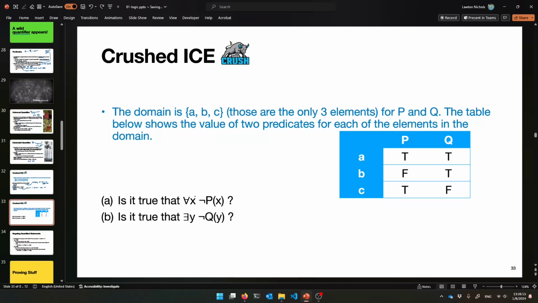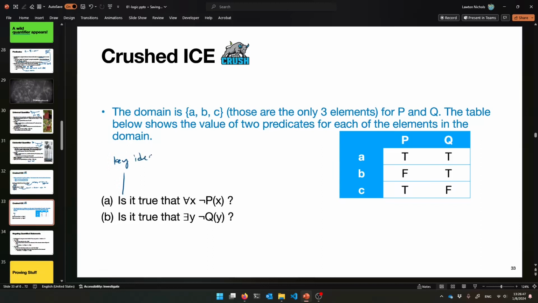All right. The first thing, hopefully you've noticed, is that for all is saying something for everything in the domain, so you've got to run it on A, B, and C. Try every single possibility. So is it true that for all x, not P of x is true? That's trying to claim that for A, B, and C, P of x is false for all of them. You see that? It's trying to claim a bunch of ands. So here's the key idea for for all.